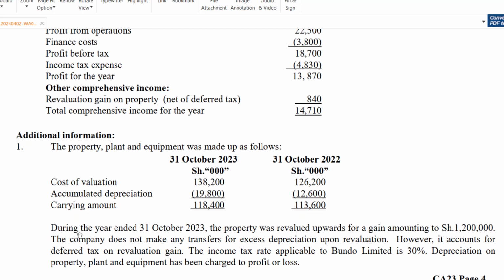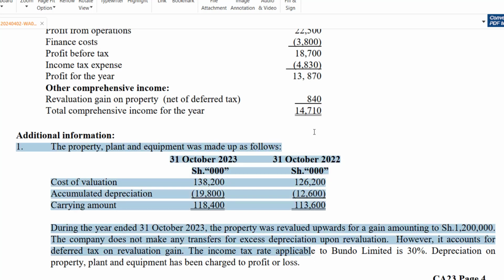So we are told that during the year ended 31st October 2023, the property was revalued upwards for a gain amounting to 1.2 million. The company does not make any transfers for excess depreciation upon revaluation. However, it accounts for deferred tax on revaluation gain. The income tax applicable to Bundo Limited is 30%. Depreciation on PPE has been charged to the profit or loss account.